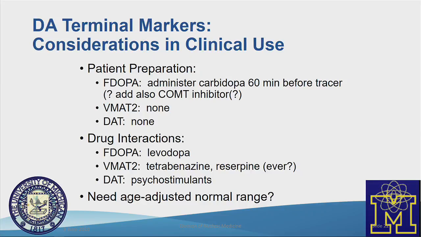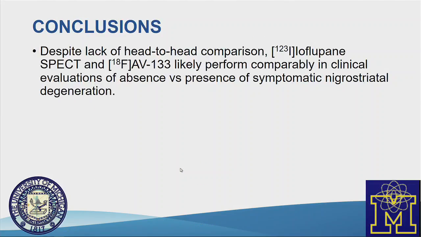And then the issue is, if you're going to quantify, which we don't in our labs, but some do, you need an age-adjusted normal range for DAT scan and probably also for VMAT2. So, despite lack of a head-to-head comparison of ioflupane versus 18F AV133 and versus 18F FPCIT, I think the PET agents perform comparably but have better image quality.